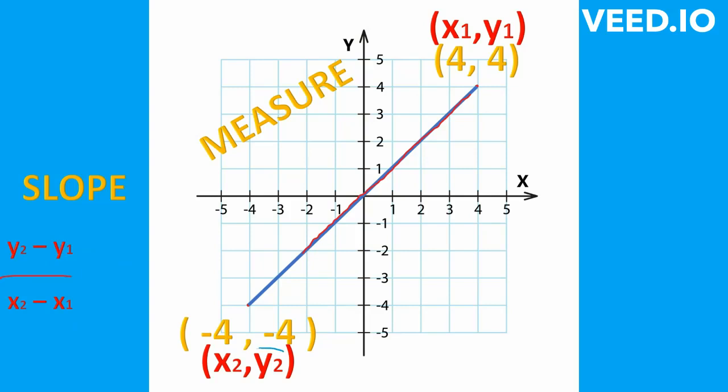y2 minus y1 here is: y2 is minus 4, minus y1 is 4, divided by x2, which is minus 4, and x1 is 4. Minus 4 minus 4. So the numerator is minus 8, the denominator is minus 8, and the answer is 1. The slope is 1. 1 is the slope of this line.